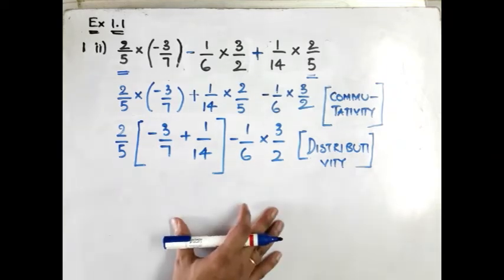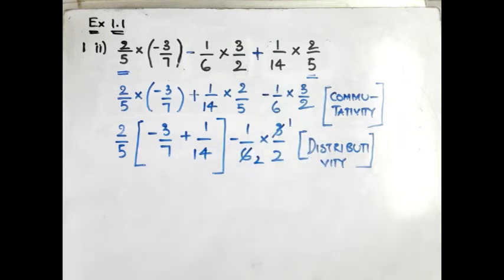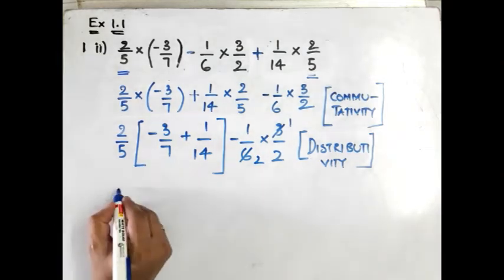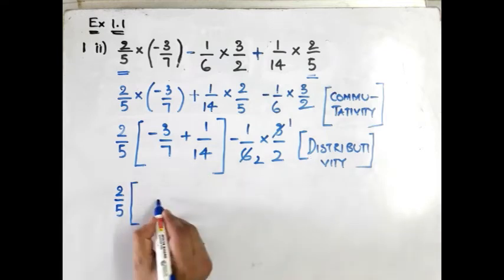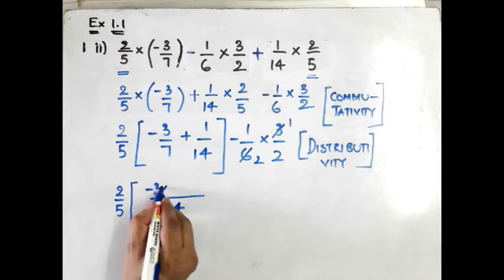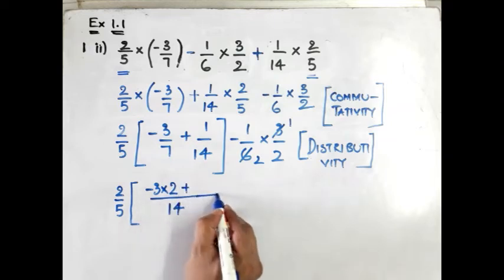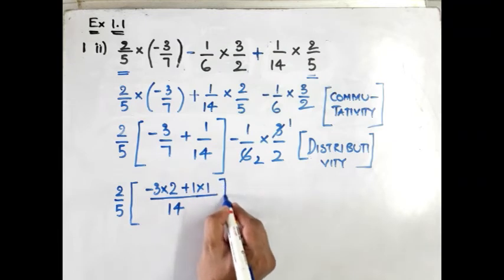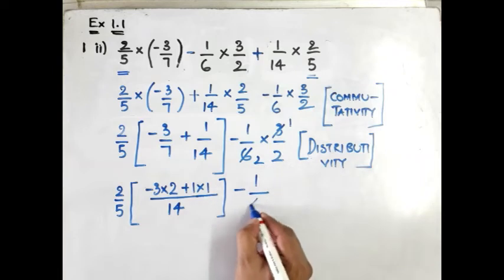Now the regular calculation. We can cancel this term, 3 1s are 3, 2 2s are 4. Here, as there is no chance of any cancellation, we can't do any cancellation, so directly go with it. 2 by 5 we will write as it is in the brackets. LCM of 7 and 14 is 14. Minus 3 into 7, how many times is 14? 2 times. Plus 1 into 14, how many times is 14? 1 time. Minus the leftover term, 1 by 2 into 2, 4.